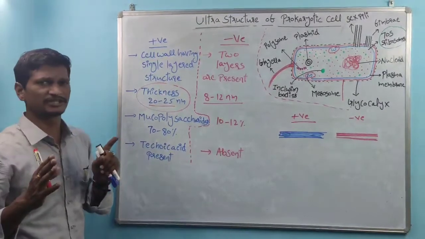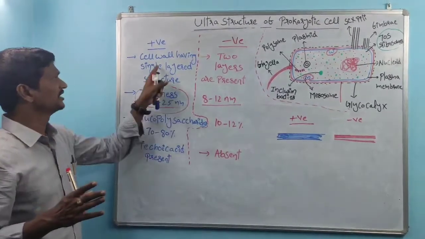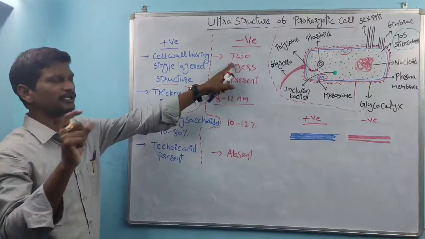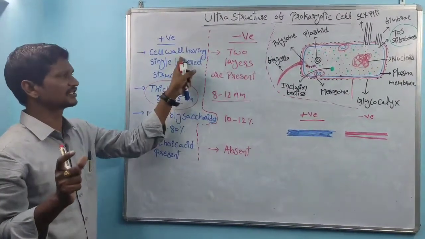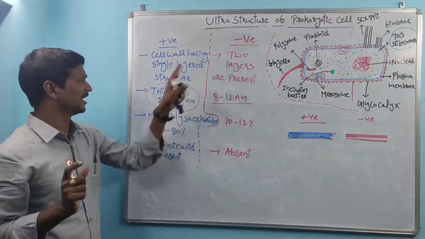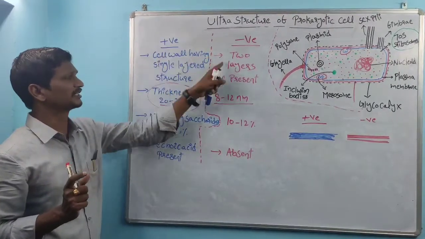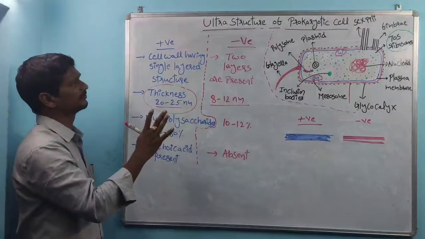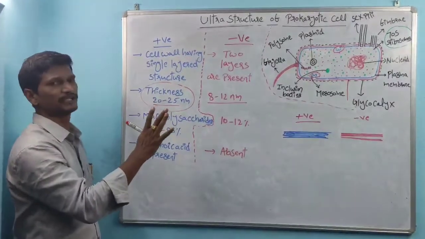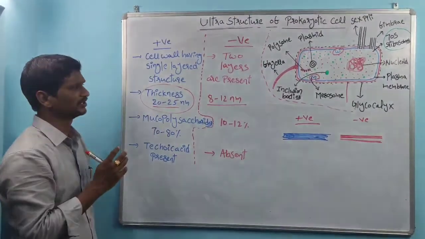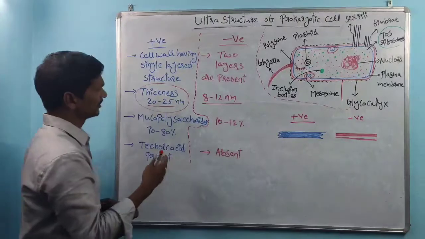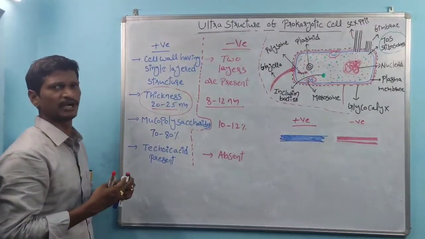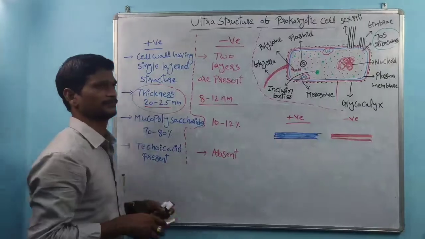The very important point here is that in gram-positive bacteria there is only a single layer, while in gram-negative bacteria the cell wall forms in two layers. Here the thickness is more, and here the thickness is less. That is the differentiation between gram-positive and gram-negative bacteria in chemical composition. Then we will discuss how we identify gram-positive and gram-negative bacteria.